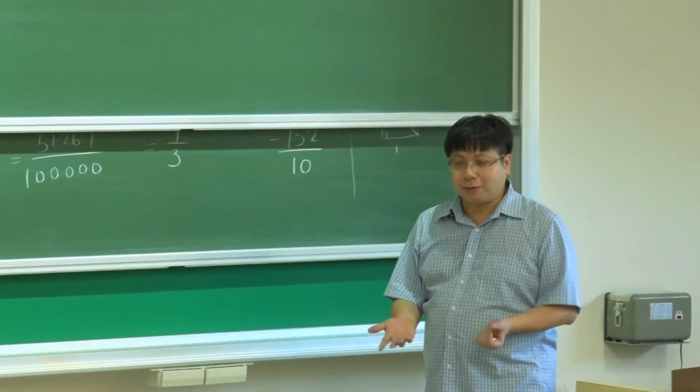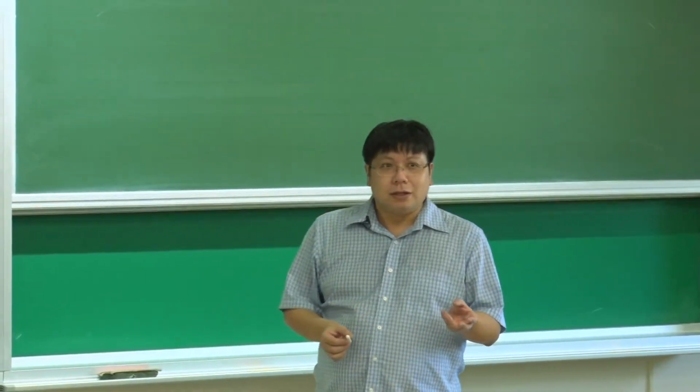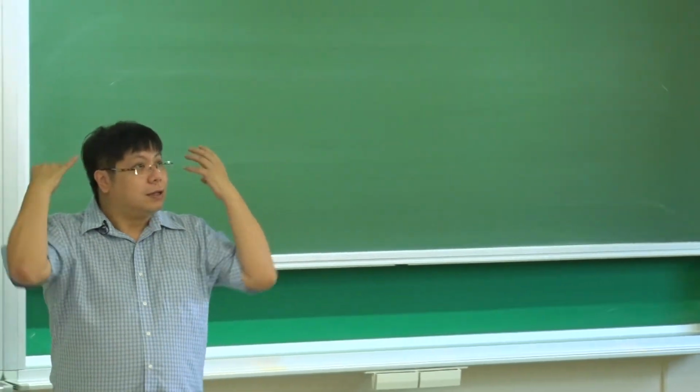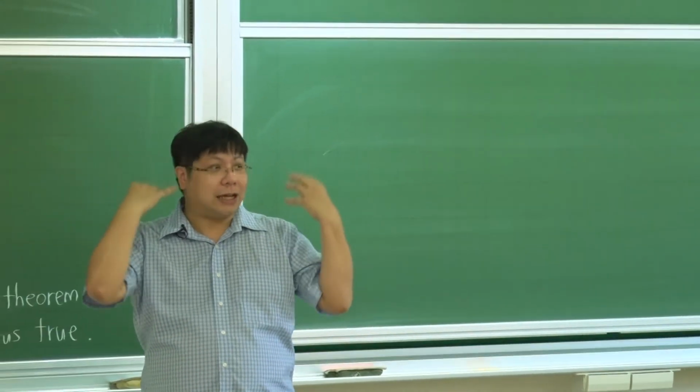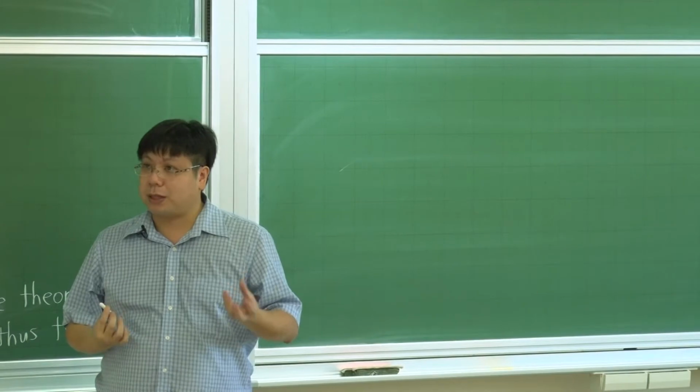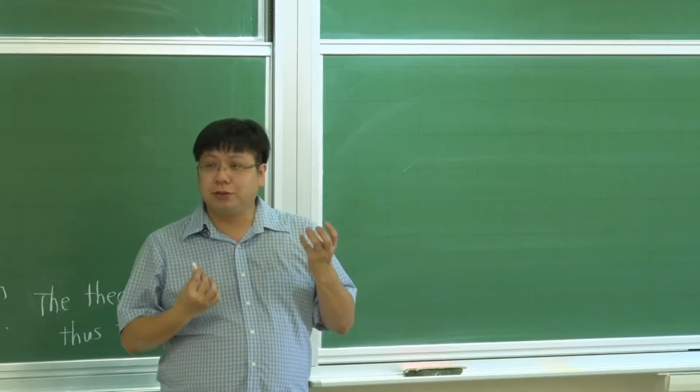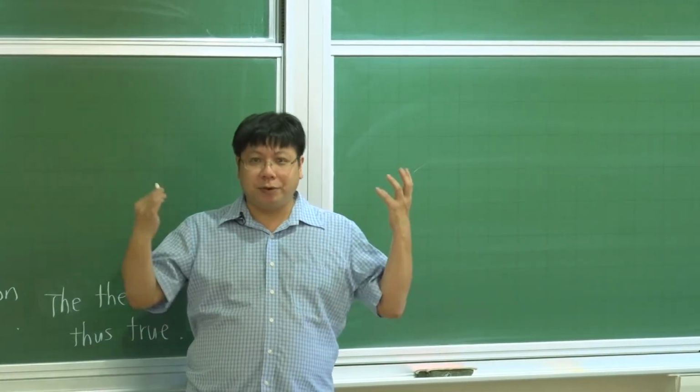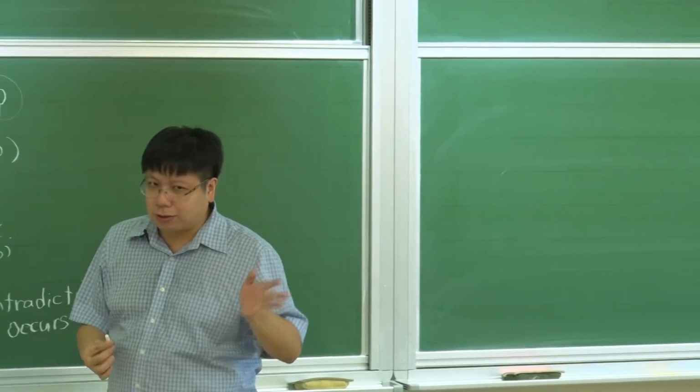So square root 2 is irrational. How do we show this? Of course, the first thing that we should get in our mind is, can we do this with a direct proof? Because direct proofs are usually very easy. But what is meant by direct proof? Square root 2 is not rational.